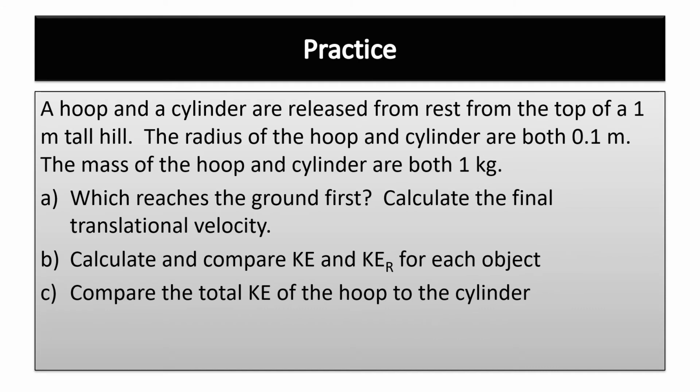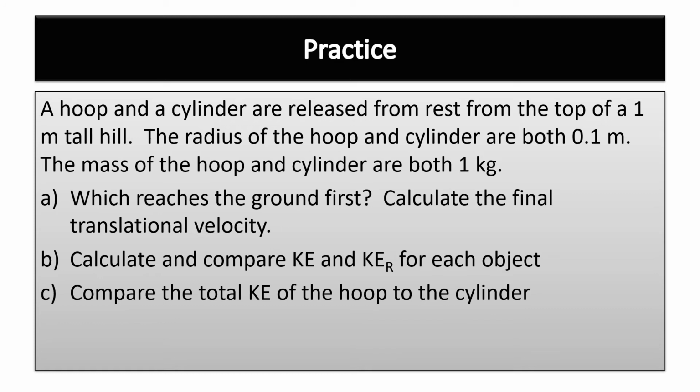So see if you could try this one. It says a hoop and a cylinder, a classic example from the previous lesson, are released from rest from the top of a 1 meter tall hill. They're telling you what the height of the hill is. The radius of the hoop and the cylinder are both 0.1 meters, good to know. The mass of the hoop and the cylinder are both 1 kilogram, also good to know. So we could figure out what that rotational mass, the moment of inertia, is. Part A says, which reaches the ground first? Calculate the final translational velocity.